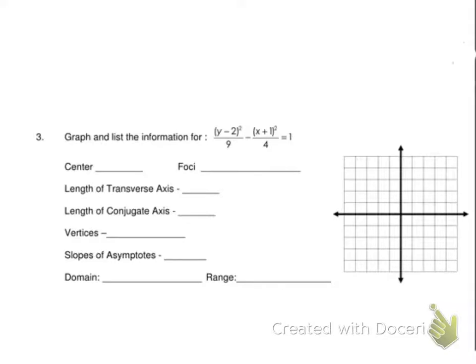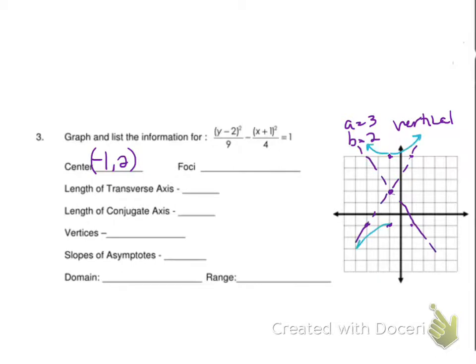The center is at -1, 2. And A is 3, B is 2. This is vertical because Y comes first. So draw the center, draw the asymptotes, up 3/2, down 3/2, to the left and to the right. Draw the function, find the foci, then answer the rest of the questions.